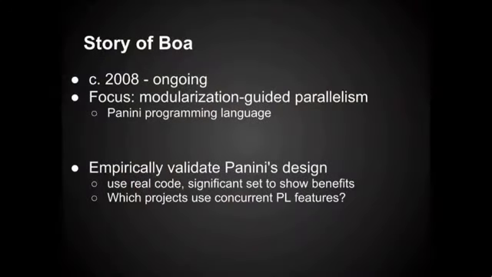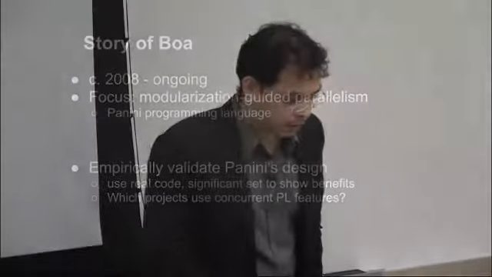I didn't think much of that problem at the moment, but recently, when I started working on this idea called modulation-guided parallelism in this programming language Panini that we are working on, I'm not going to get into the details of what this does, but we also wanted to do the same thing here: empirically validate what the design looks like. We wanted to use real code and a significant set to show benefits, and for that we wanted to find out which projects use concurrent programming language features. And the same story: 3-4 months of time that students spent, not so much progress to show for it, because it's just very hard to do these things manually.